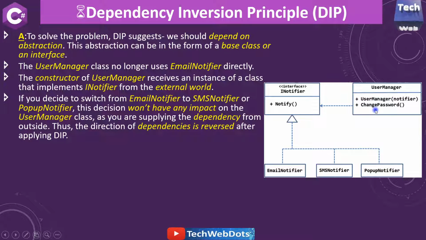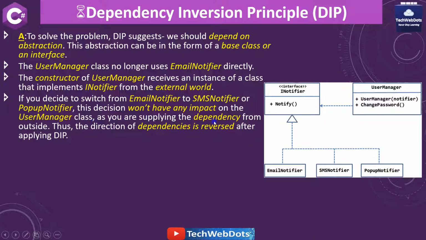We are not creating that dependency in the user manager class to create the instance of email notifier. We are doing all these three things out of this class. So we are actually decoupling. The main advantage of the dependency inversion principle is that we are making the system loosely coupled, right? So if you decide to switch from email notifier to SMS notifier or pop-up notifier, this decision wouldn't have any impact on the user manager class.